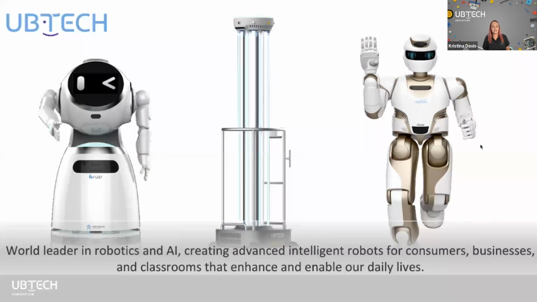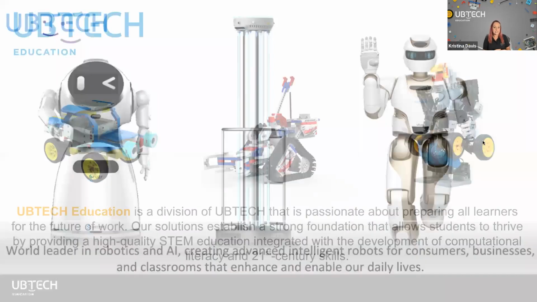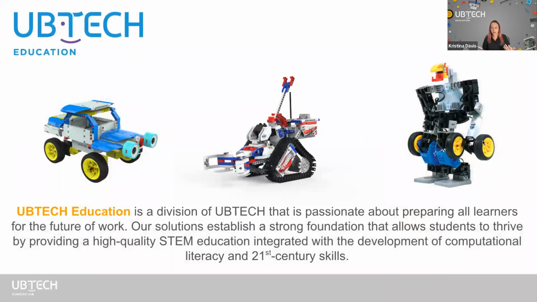So I'm going to share with you a little bit about who UBTECH is and UBTECH Education. Our parent company is a world leader in robotics and AI, where you can see some pretty awesome robots there. We've got humanoid robots. We've got very advanced AI robots that can help walk you around a mall if you needed to. And then we've got UVC disinfecting robots. Our parent company takes all of that tech and brings it down to the education side. So on the next slide, you're going to see some of our robots that we have at UBTECH Education and that you can build with our kits.